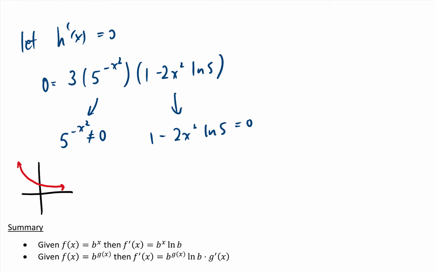So let's rearrange. So I get 2x squared natural logarithm of 5 equals 1. Then I get x squared equals 1 over 2 natural logarithm of 5. And then I'm going to square root that. So I'm going to get x equals plus or minus the square root of 1 over 2 natural logarithm of 5. So there are the x values where that function will have a slope of a tangent equal to 0.